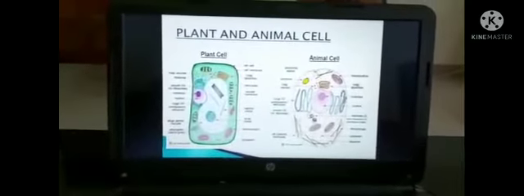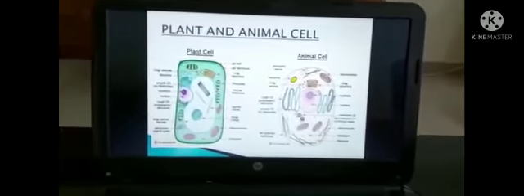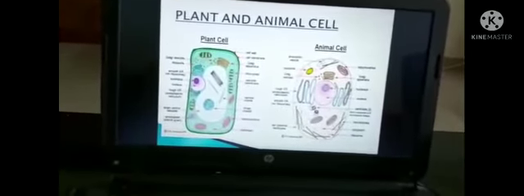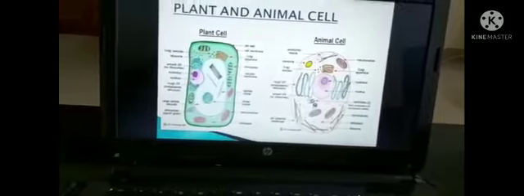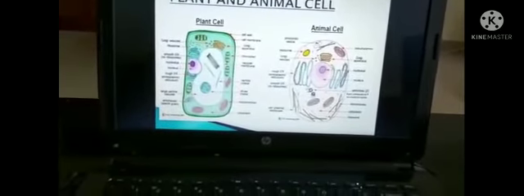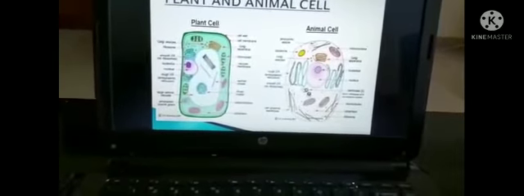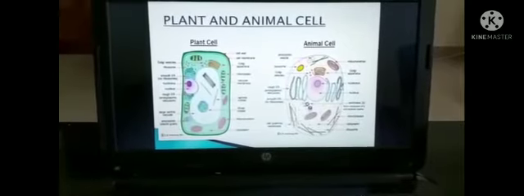Now here it represents plant and animal cells. So this is a plant cell and this is an animal cell. These are the various organelles of the plant cell and these are the various organelles of the animal cell.